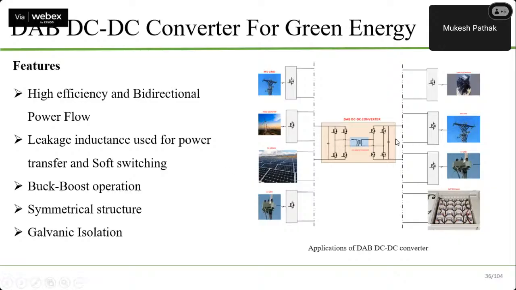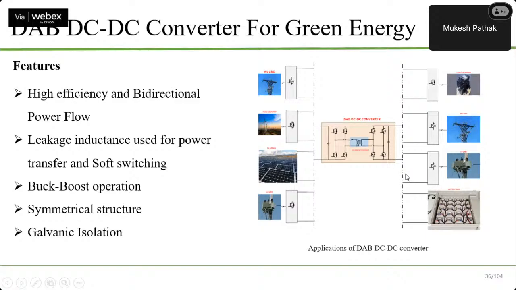You can see here, this is the DAB converter, dual active bridge. There is a single phase bridge on the input side, a single phase bridge on the output side, and a high frequency transformer here. So we can connect individual sources. If it's a grid, you can connect that grid here as DC supply. If it's a wind turbine, you can convert it to DC and connect it here. Solar is DC, connect it here, and so on.